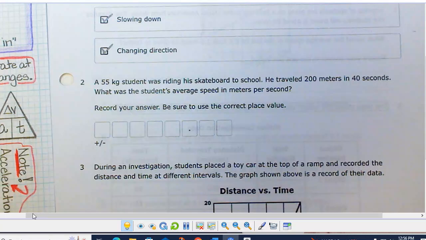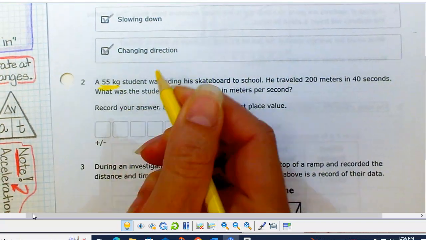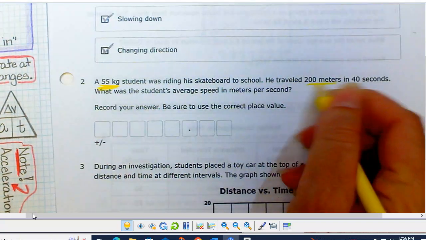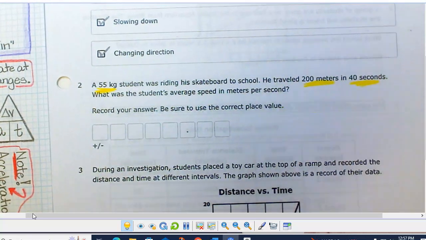Number 2 says a 55-kilogram student was riding a skateboard to school. He traveled 200 meters in 40 seconds. What was the student's average speed in meters per second? Okay, so first of all, they give you 55 kilograms, they give you 200 meters, and they give you 40 seconds. And actually, they gave you more information than you needed, and they did that on purpose so that if you were kind of unsure, you might be confused.